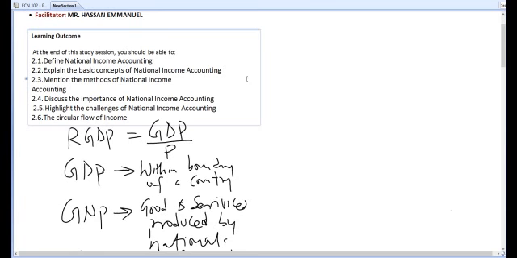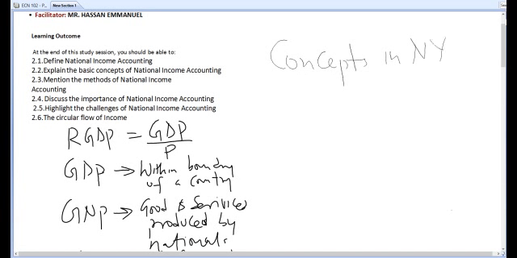Some concepts that we would like to look at under national income include: one, the stock and flow variables.